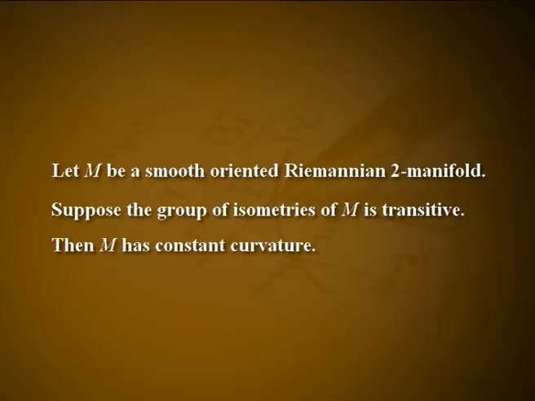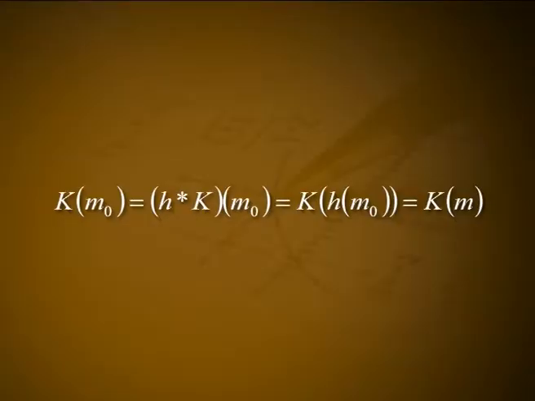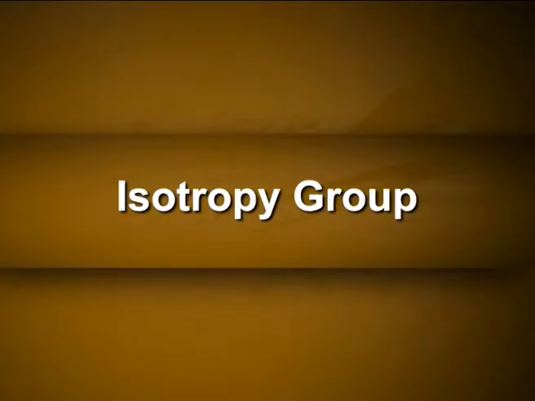Theorem 1. Let M be a smooth oriented Riemannian 2-manifold. Suppose the group of isometries of M is transitive, then M has constant curvature. Proof is like this. Let m0 be an element of M. Then for any m in M, there exists h element of K such that h of m0 is equal to m. Thus, k of m0 is equal to h star k of m0, which is equal to k of h of m0, which is equal to k of m.